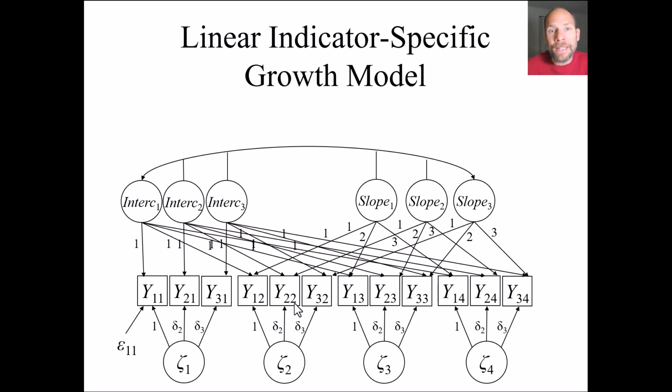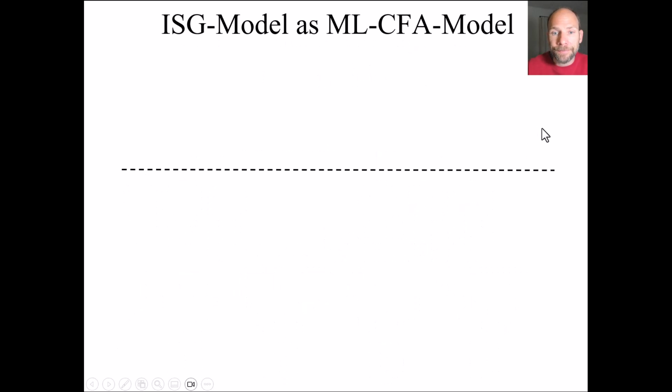Now let's take a look at how this multiple indicator growth curve model can be set up as a multi-level model. And so a difference here relative to the univariate model is that now we have multiple indicators at each time point. So a univariate random coefficient regression model will no longer be sufficient. There's more than one outcome variable at level 1, and therefore we need multi-level confirmatory factor analysis to estimate the parameters of a multiple indicator growth curve model. Let's take a look at how that turns out in terms of a path diagram.